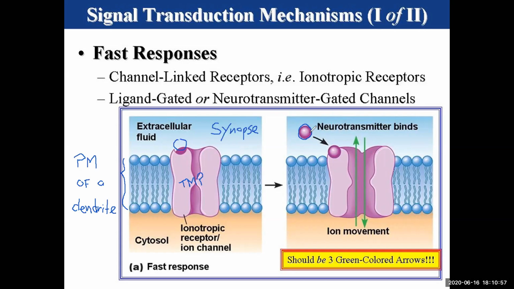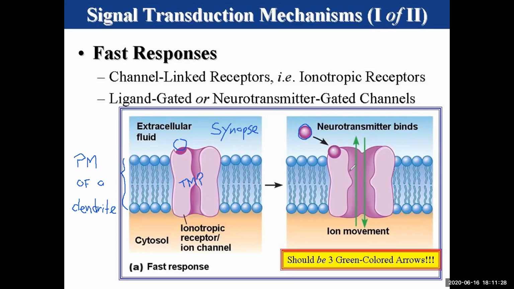Acetylcholine binds only to the acetylcholine receptor. Glutamate binds only to the glutamate receptor. Serotonin binds only to the serotonin receptor. ATP binds only to the ATP receptor. GABA binds only to the GABA receptor. Glycine binds only to the glycine receptor.